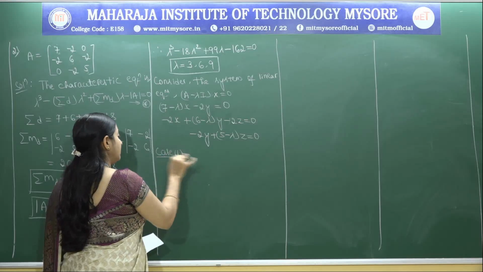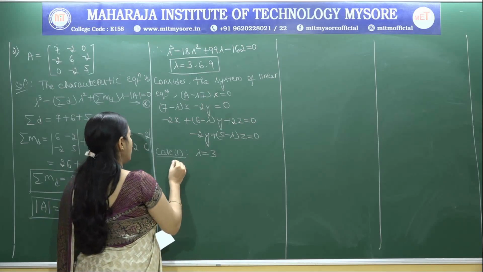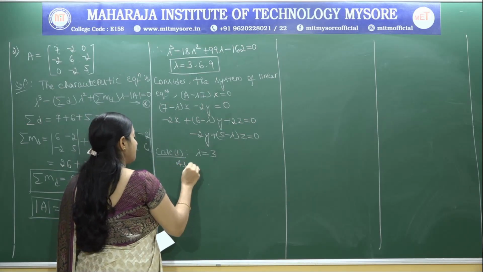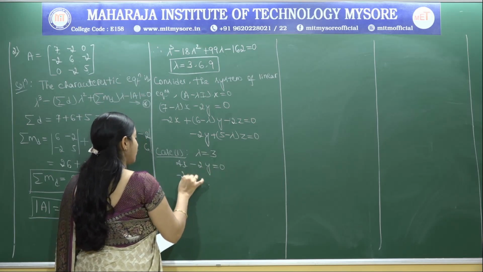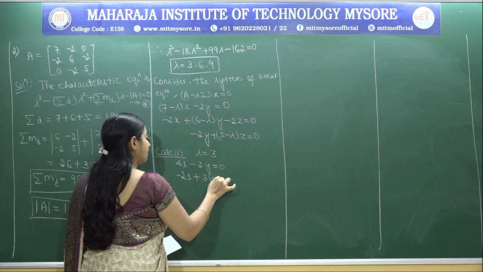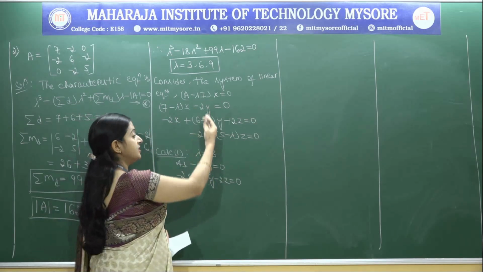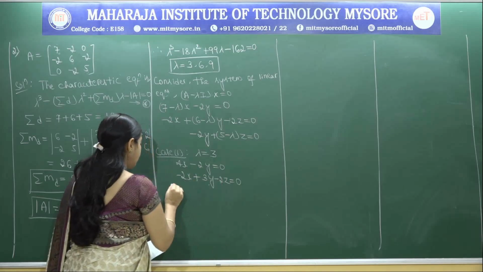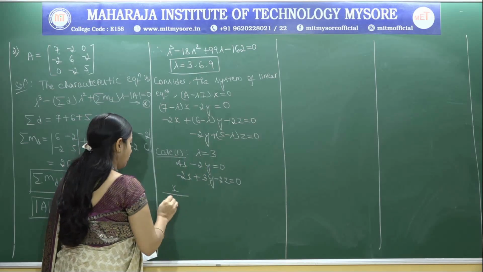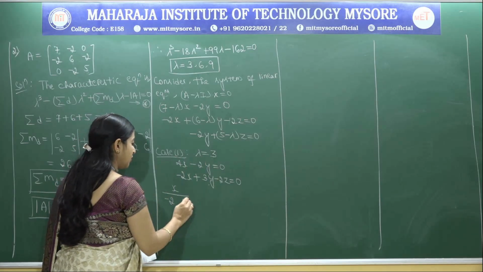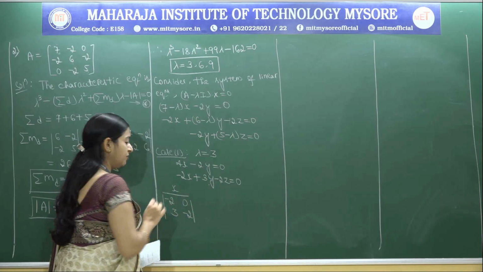Then consider the case 1, put lambda equals 3. So the first one, 4x minus 2y equals 0. The second equation, minus 2x plus 3y minus 2z equals 0. Consider any of the two equations. I consider the first and second. So using the cross multiplication method, for x, delete this. So y coefficient is minus 2, z coefficient is 0. See here the y coefficient is 3, z coefficient minus 2. Take the determinant of this.